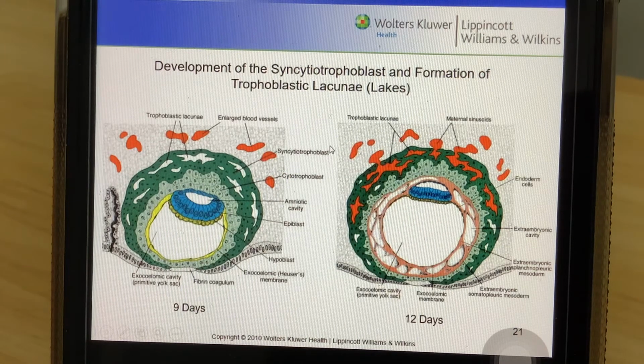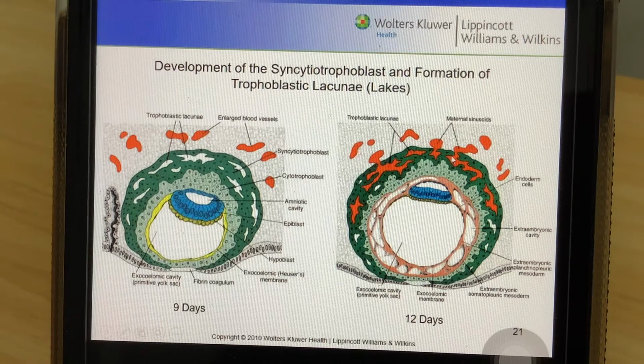Again, illustration of the implantation sites showing continued development of the syncytial trophoblast. So at approximately 9 days of development, spaces called trophoblastic lacunae appear in the syncytial trophoblast. By day 12, this syncytial trophoblast has eroded the maternal vessels, which bleed into the lacunae.